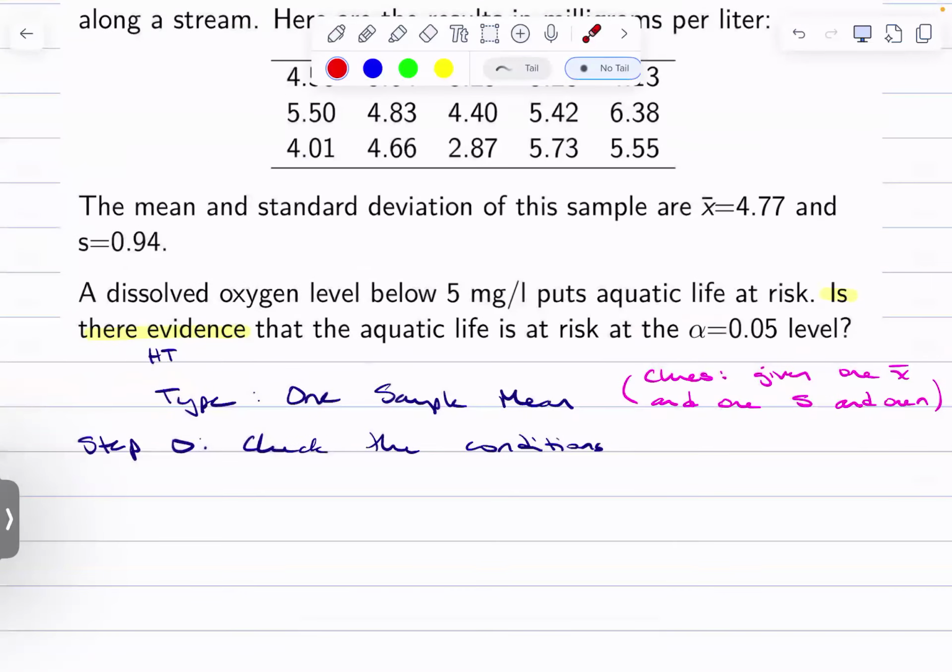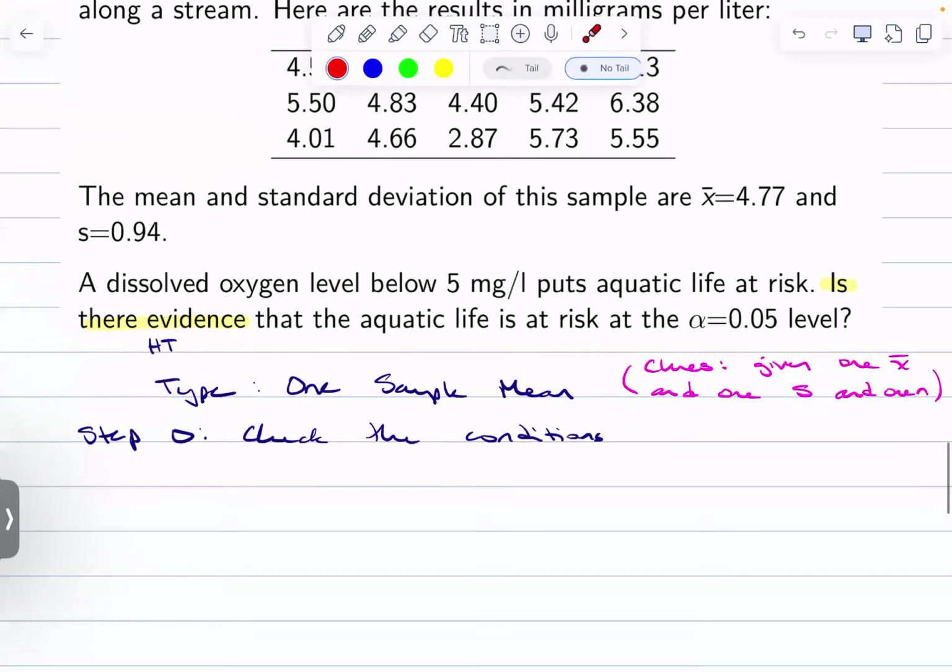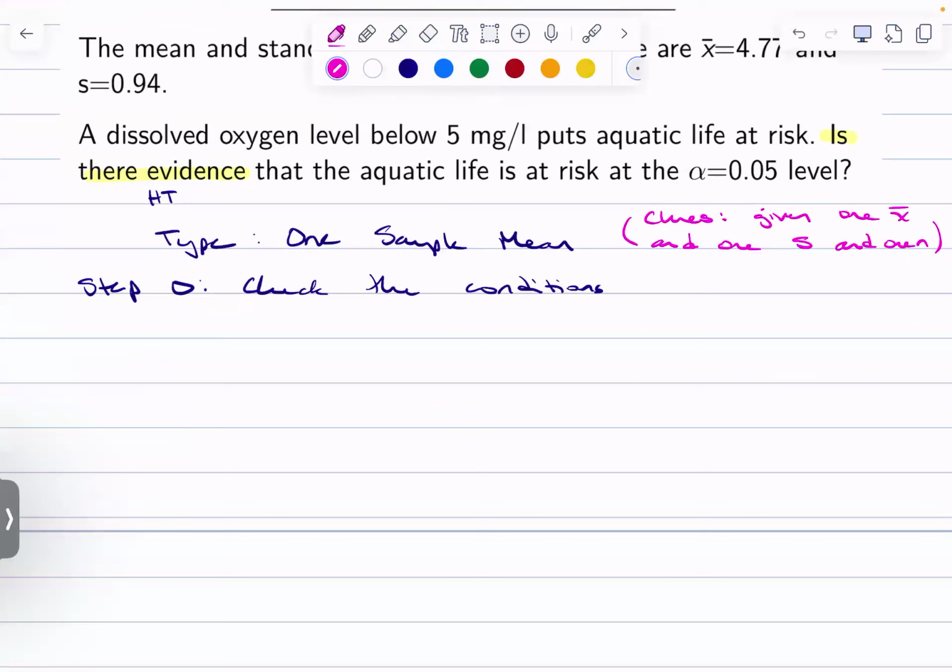What do we want to do? We want to compare 4.77 to 5. 4.77 is less than 5. We're concerned if it is significantly less than 5. We expect our sample mean to kind of be hovering around our population mean, but if it is showing significantly less than 5, then that's trouble. So let's briefly check the conditions.